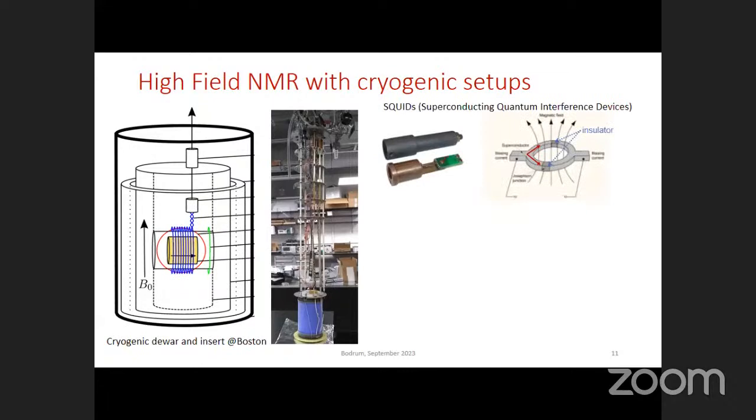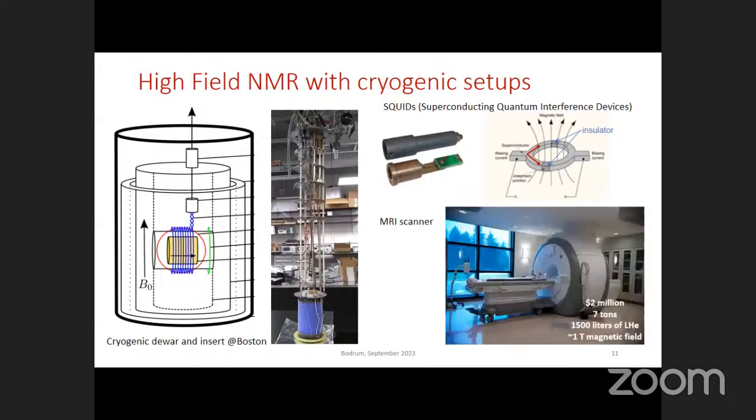So the SQUIDs are the devices that I just showed. They're finger-sized, and they are just loops of superconductor wires that give a quantized response to changing magnetic fields. And this is an MRI, which is the largest cryogenic setup for high-field NMR, which costs millions of dollars, is 7 tons in weight, uses a lot of liters of liquid helium, and needs a large magnetic field. So this is a hefty thing. There aren't many MRI machines in a city for this reason. They're expensive, and they're expensive to run because they use so much liquid helium.